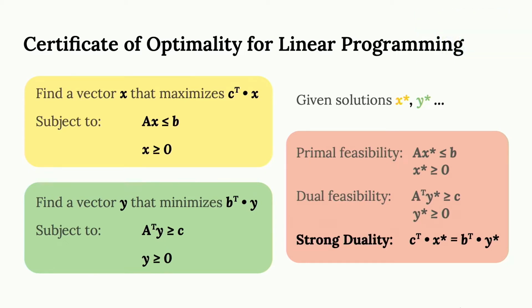So you can imagine, okay, if we're given solutions to our primal and dual problems, x star and y star, just dropped from the sky, all we need to check is that x is indeed a solution to the primal problem, y is indeed a solution to the dual problem, and that strong duality holds. Their objective values are the same. And then that implies that the solutions are optimal.